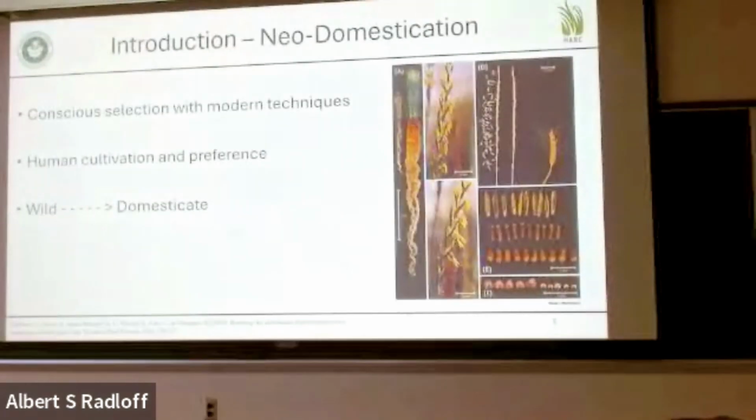So the neo-domestication is very similar to historical domestication. There's just a couple major differences, right? We now know what we're doing and we're leveraging conscious selection by using modern techniques and technologies to do so. And the traits that we're still selecting are still more or less the same. There's still those that satisfy human cultivation and related activities, and we're trying to fit into a human market preference, right? And so typically newly domesticating a species, we're using wild species to fit into that market.